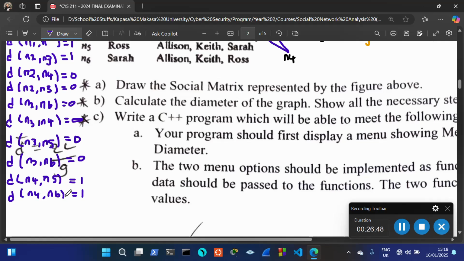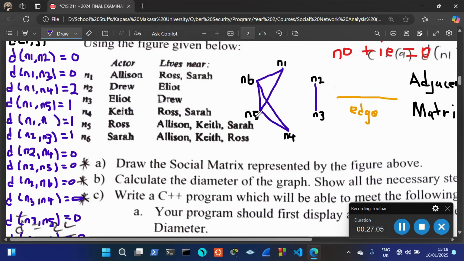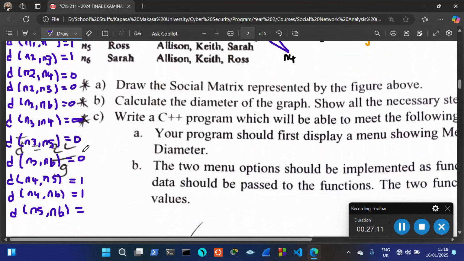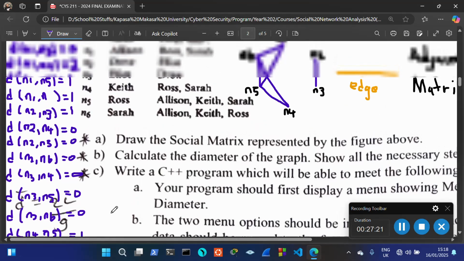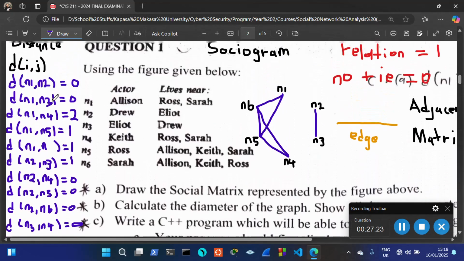Now, since we are done with n4, we come to n5. The next node is n6. What's the route we can take for n5 to reach n6? As we can see, it's 1, because n5 is directly connected to n6. Now the next node we are supposed to go to is n6, but we don't have a node n7. So this is how we come up with the geodesic distances.